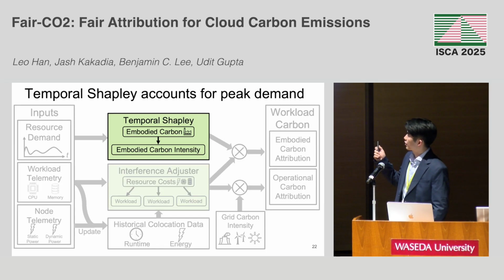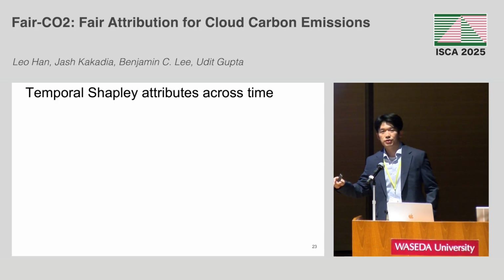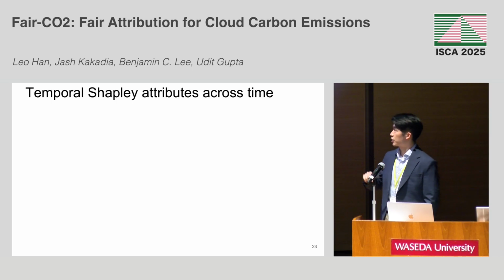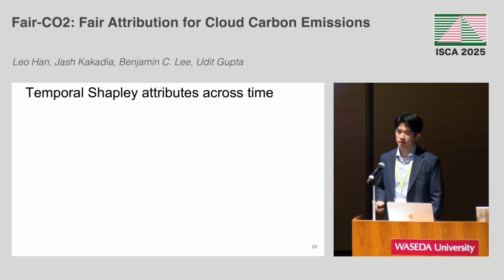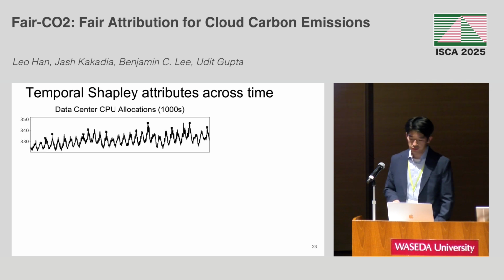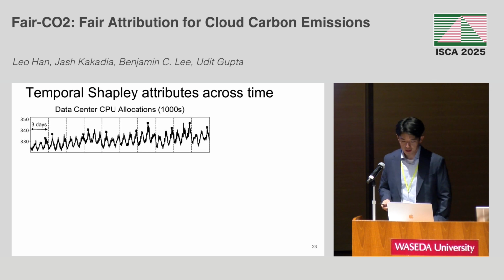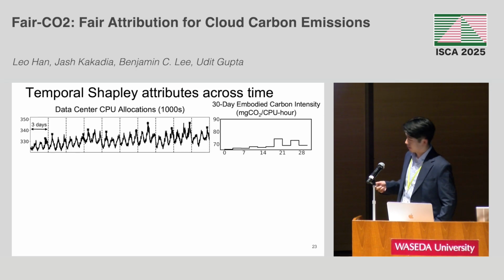Let's first take a look at how temporal Shapley accounts for peak demand. Rather than using the Shapley value to allocate and attribute carbon across workloads, we can instead attribute carbon across time blocks via the Shapley value. For example, we can take a 30-day trace of CPU allocations and split it into 10 3-day time blocks, and then use the Shapley value to find each time block's fair share of contribution to the peak demand, generating a demand-adjusted rate of embodied carbon attribution at a 3-day granularity.